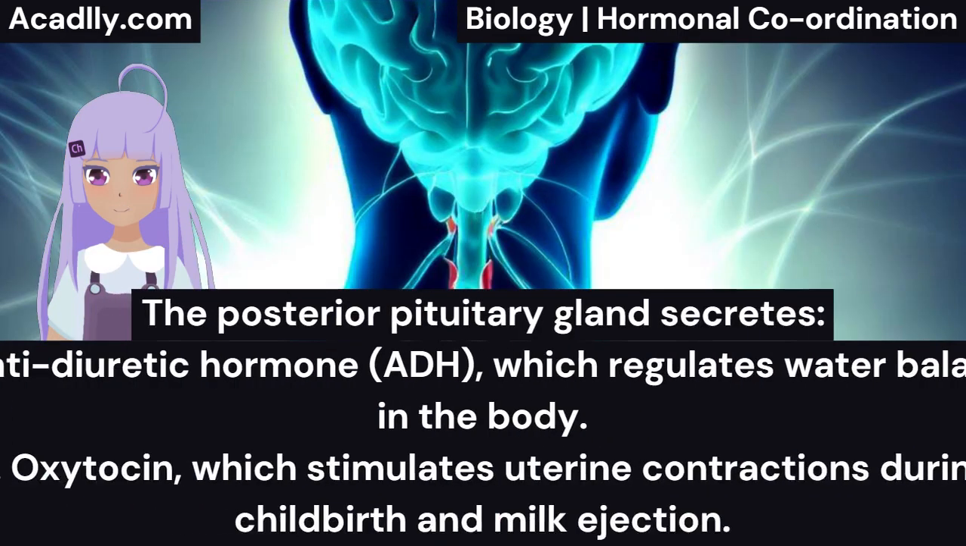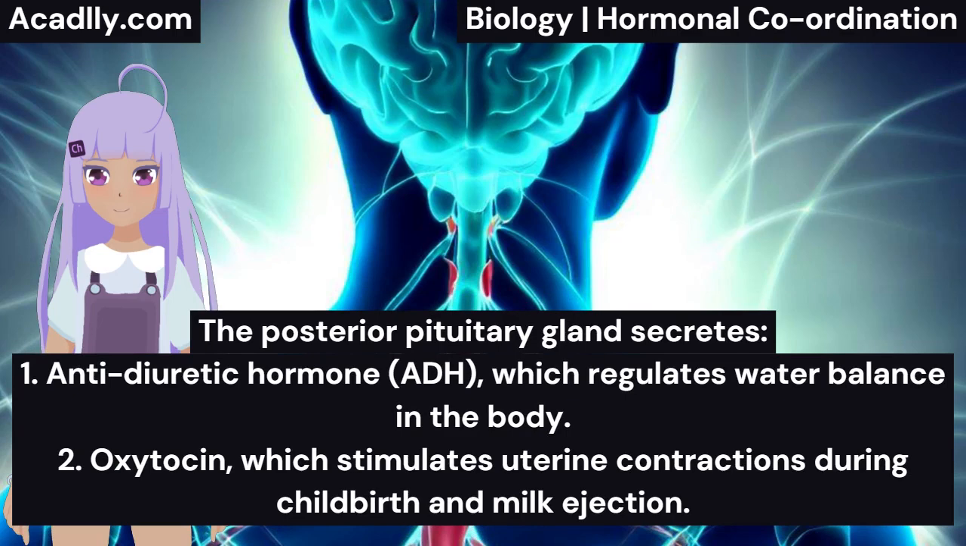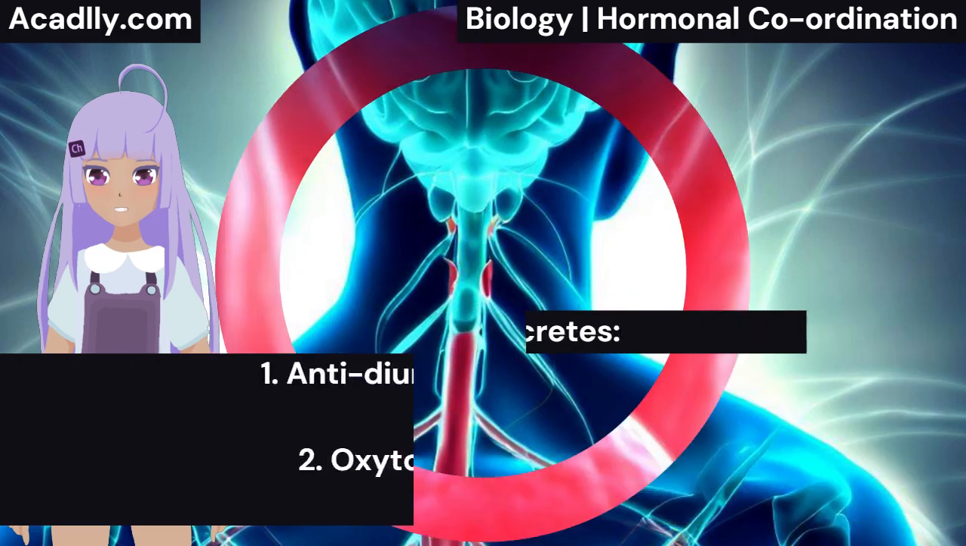The posterior pituitary gland secretes 1. Antidiuretic hormone, ADH, which regulates water balance in the body. 2. Oxytocin, which stimulates uterine contractions during childbirth and milk ejection.